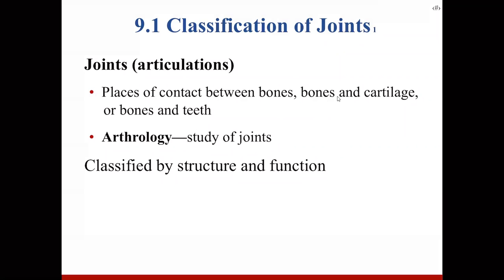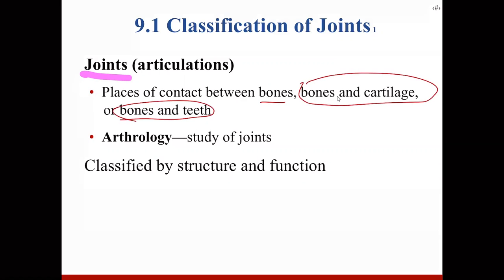So joints, that's just another word for articulation. So articulations are places where bones come together. So bones come together, bones and cartilage come together, or bones and teeth come together. So it's just where two things come together.